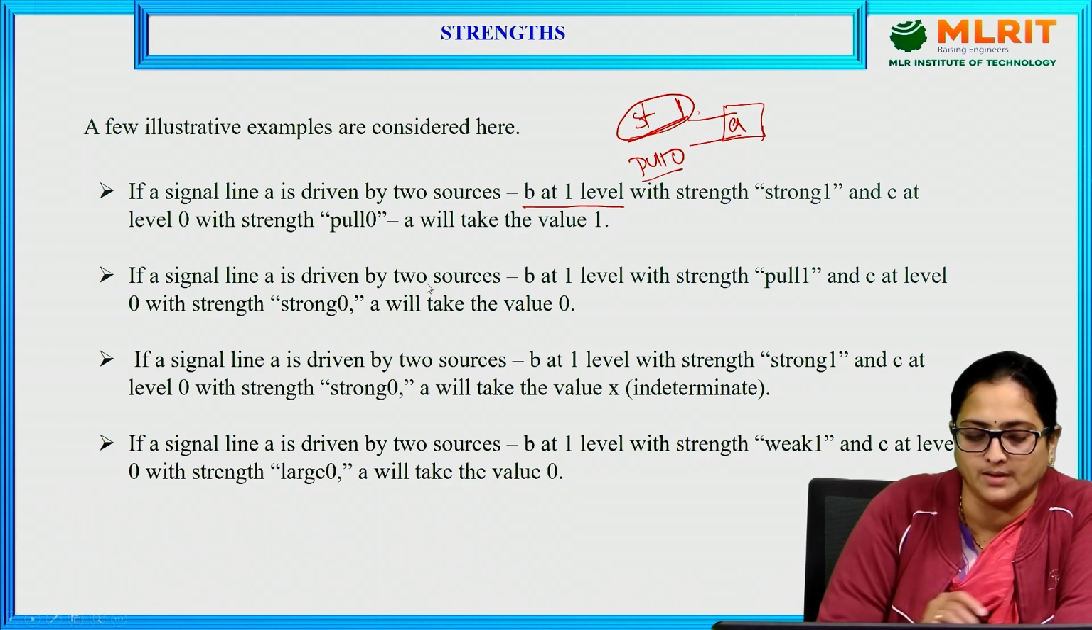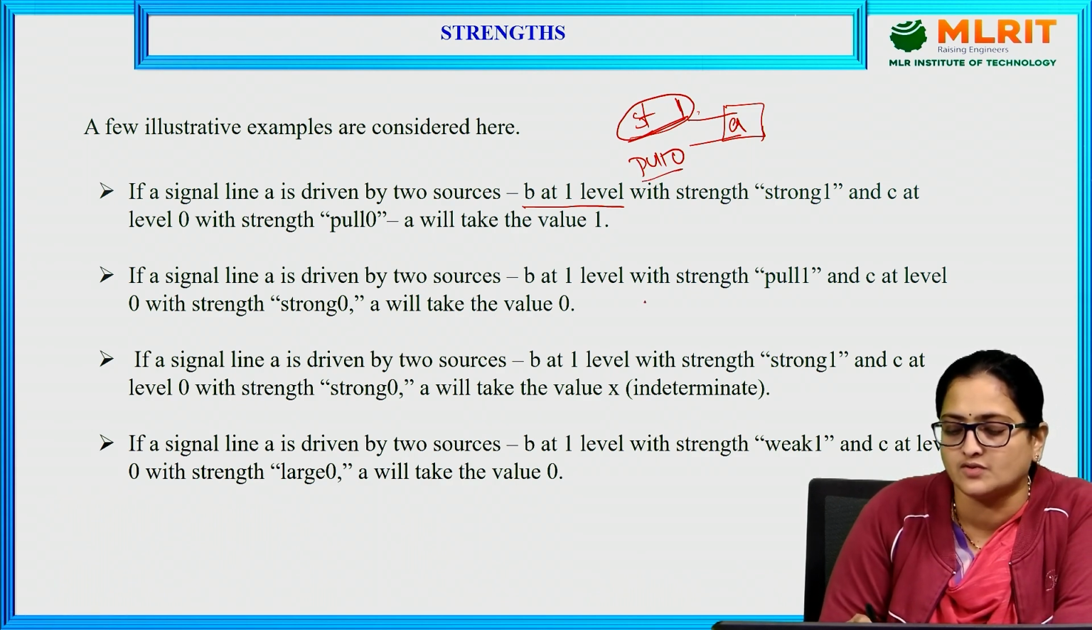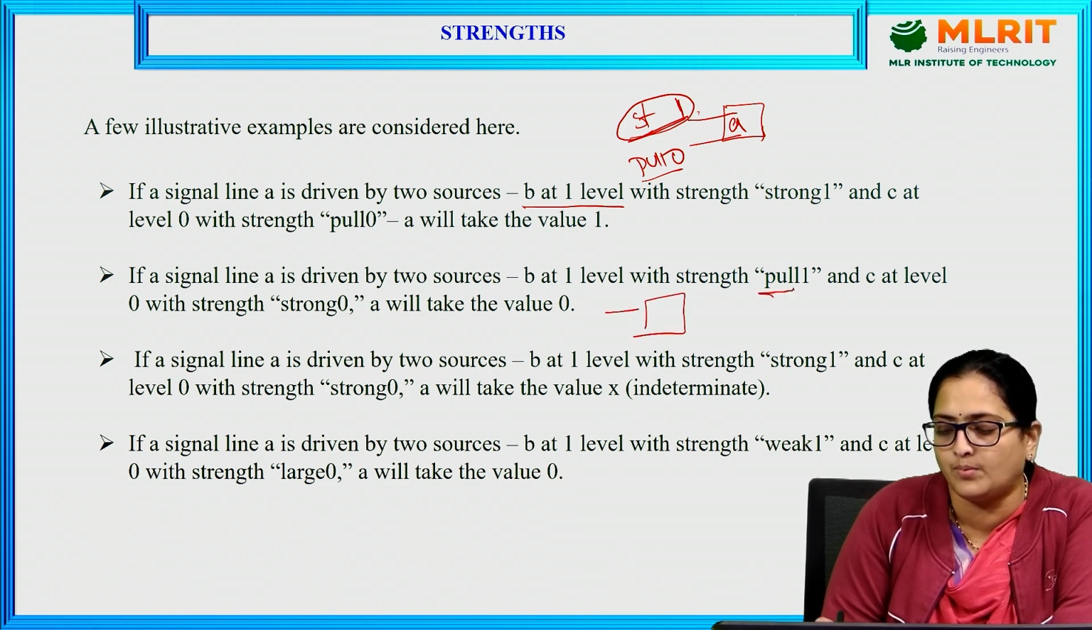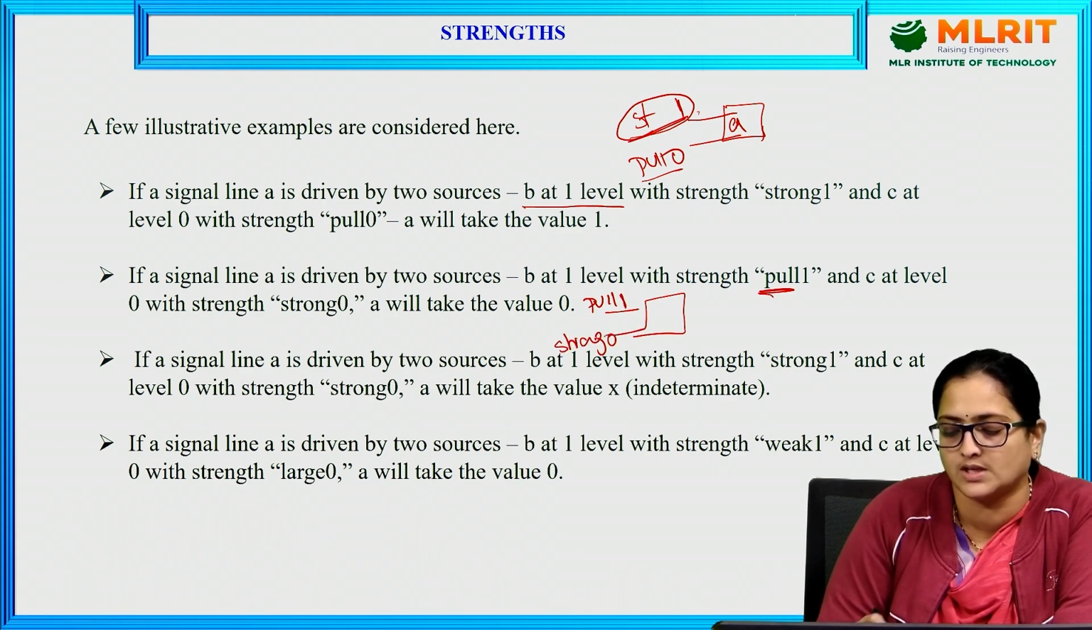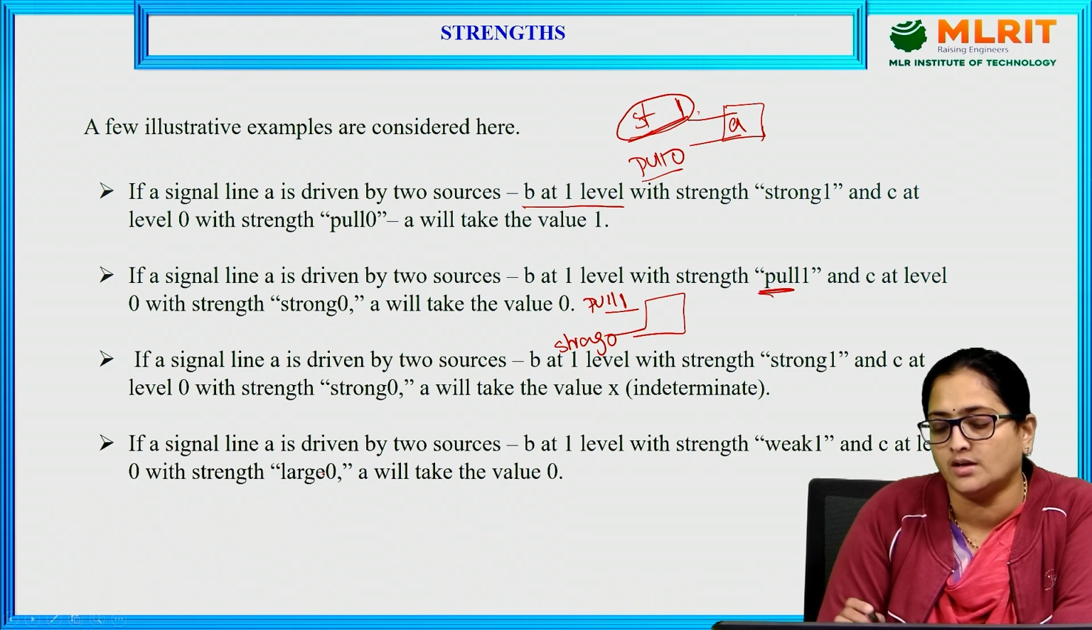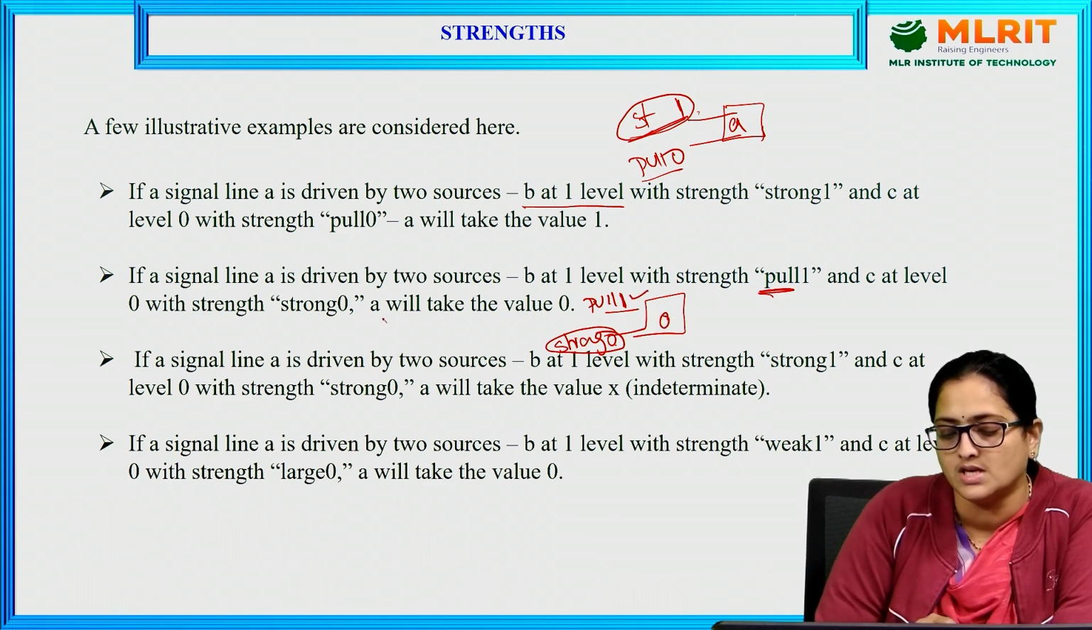Another example, if a signal line A is driven by two sources, B with the pull 1 and C with the strong 0. So here, pull 1, strong 0. This strong 0 has the highest strength compared with the pull 1, so it takes a value of 0.